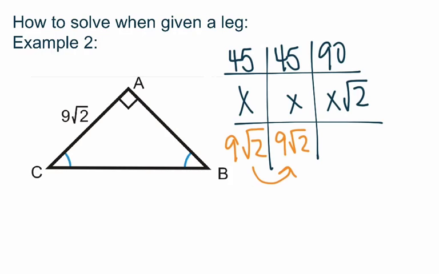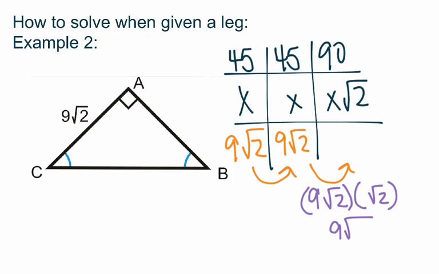Then in the third column, I'm going to bring this down because we have 9 square root of 2 times the square root of 2. That's the leg times the square root of 2. When you multiply radicals, remember we multiply the outside, so 9 times 1 is 9. Multiply the inside, 2 times 2 is 4. So we get 9 times 2, which is 18.